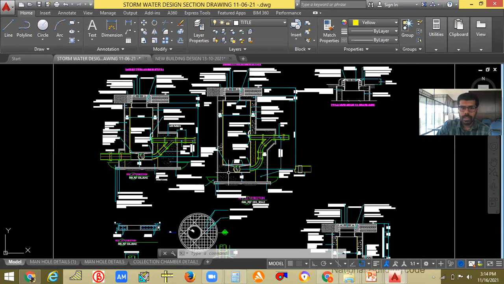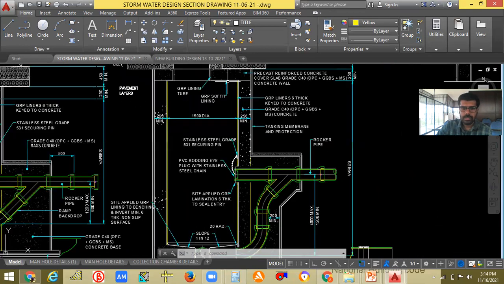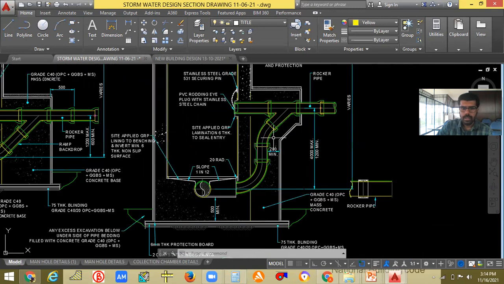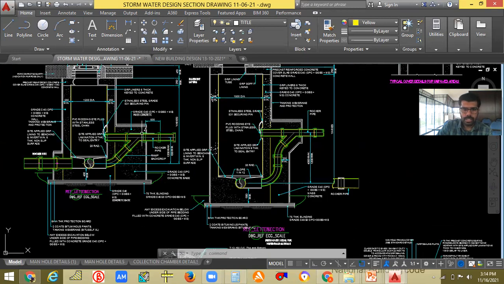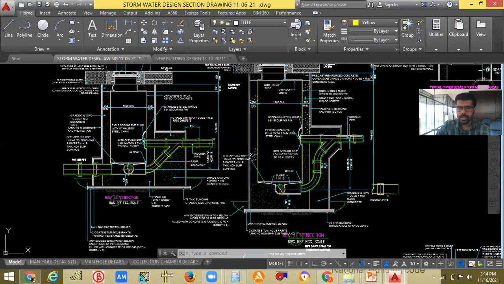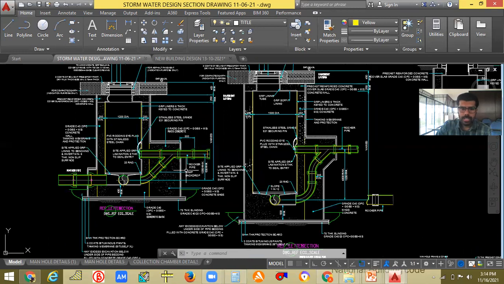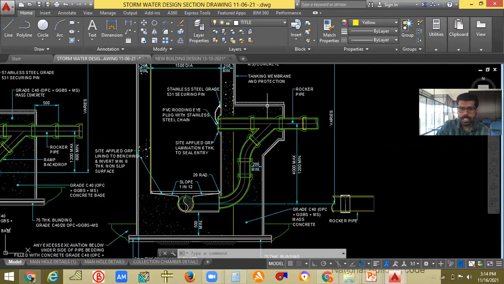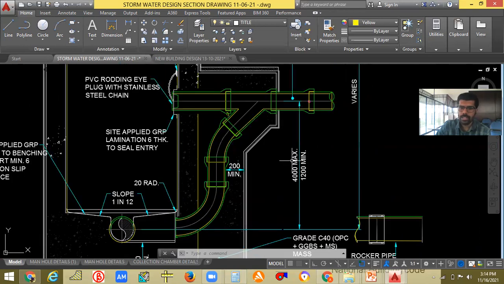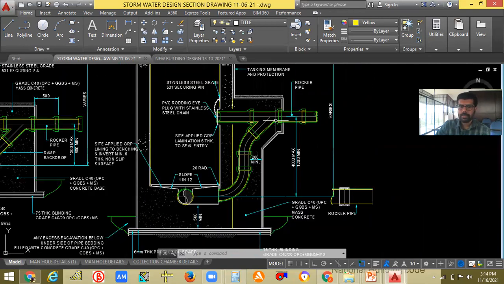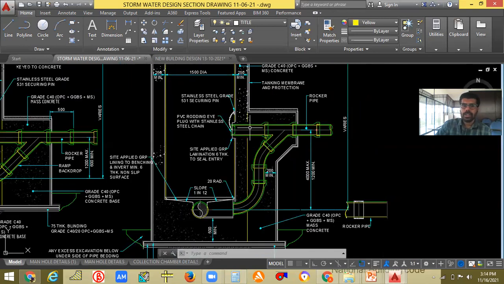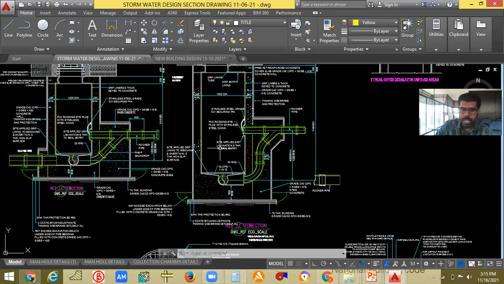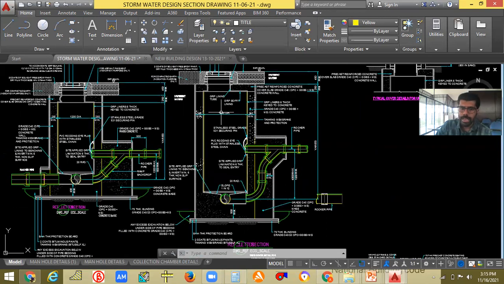Now this is another type only. So you can see here, instead of giving like this, you can come here and go like this. This you can give a maximum of 4,000 and a minimum of 1,200. The distance between this one and this one, maximum it can have is 4,000 mm.